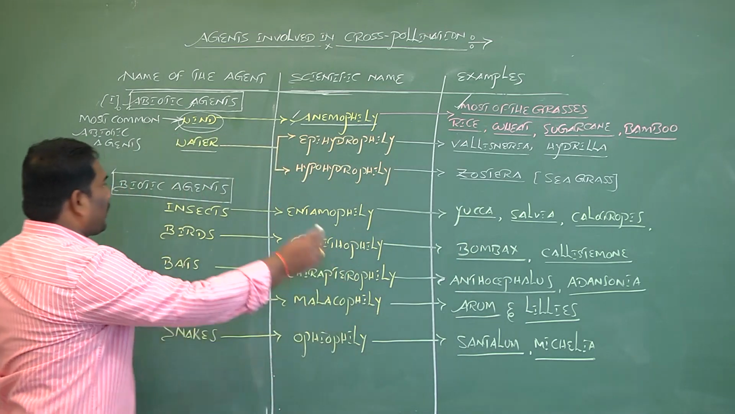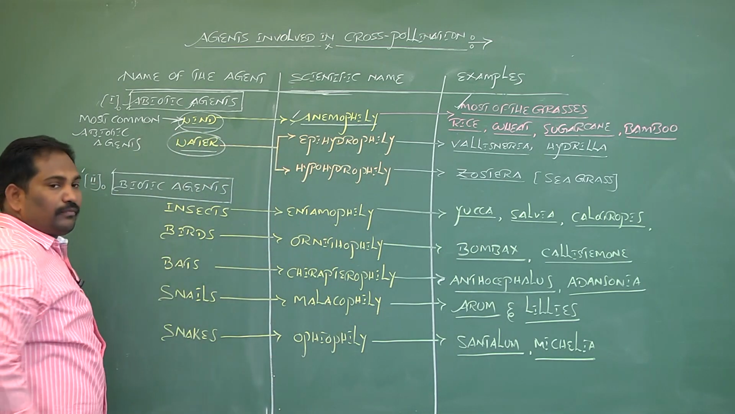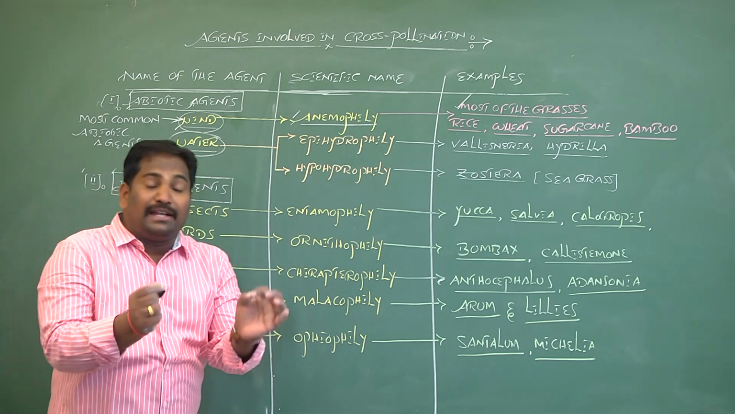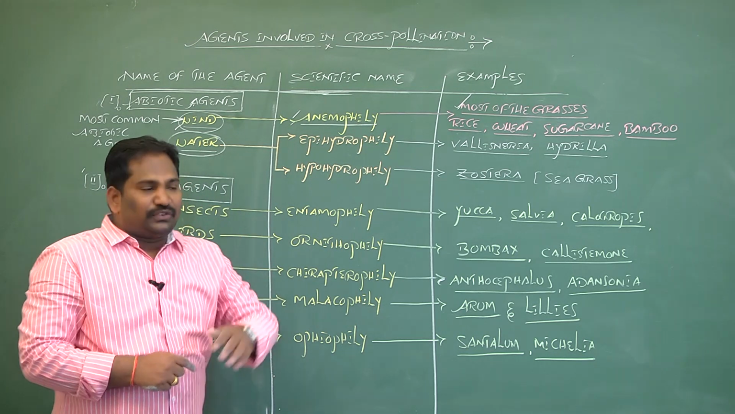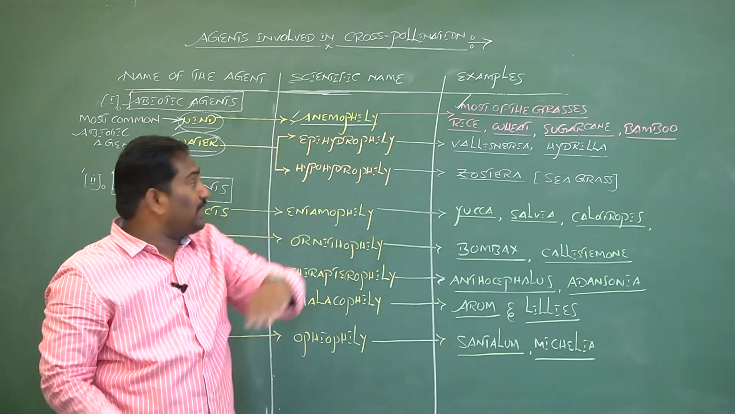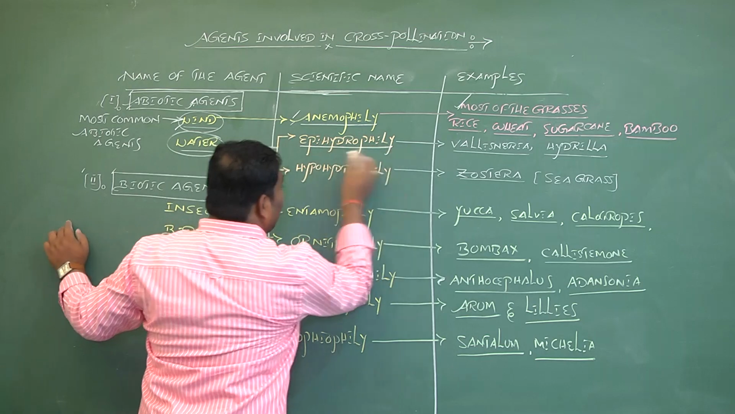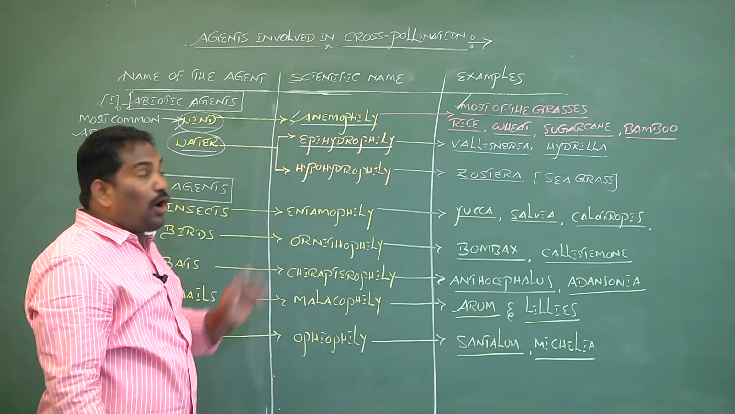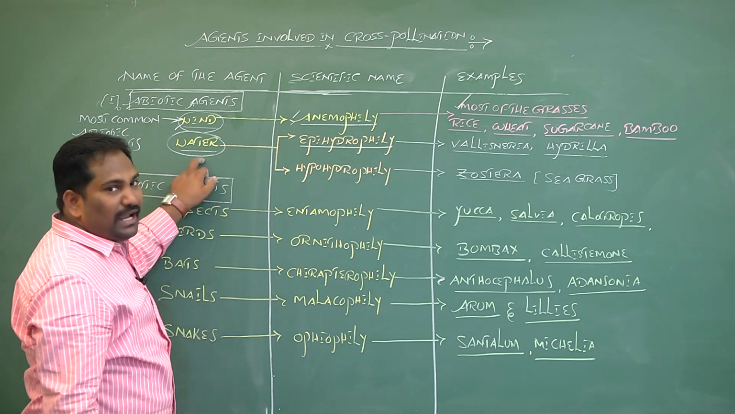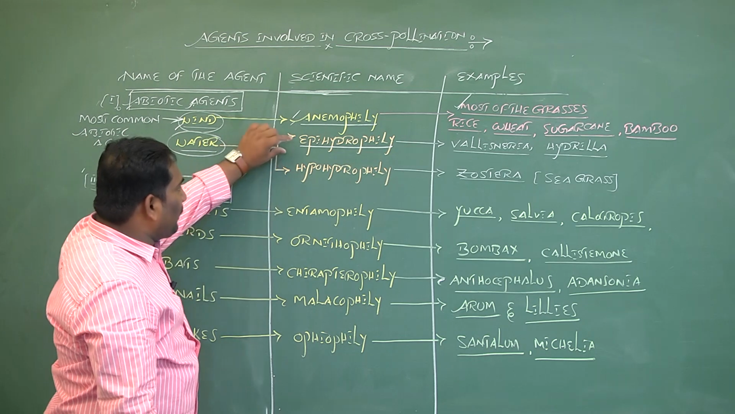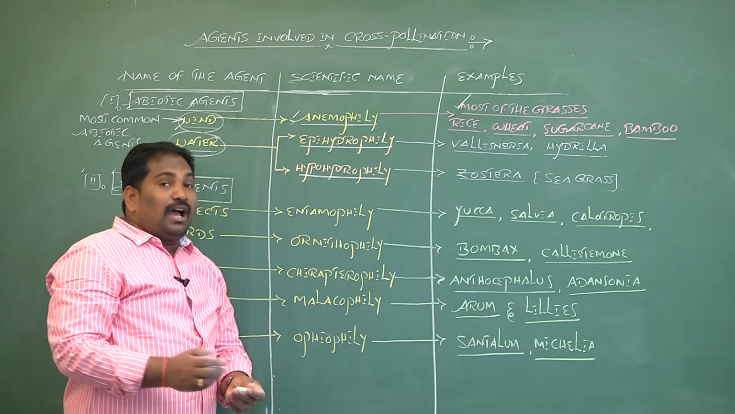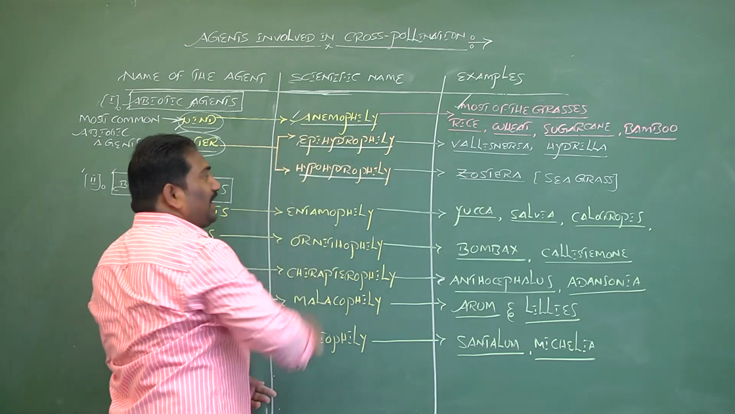The second type of abiotic agent is water. Cross-pollination by the abiotic agent water is called hydrophily. If cross-pollination takes place by water on the surface of water, it is called epihydrophily. Epi means surface, outside the water. Hydrophily is of two types, epihydrophily and hypohydrophily. If cross-pollination takes place on the surface of water, it is called epihydrophily.